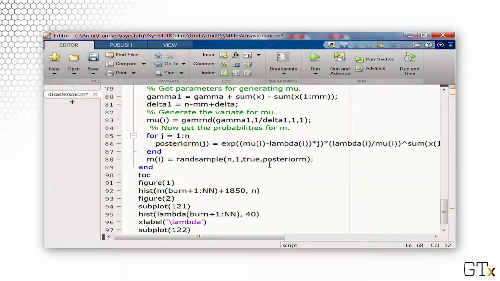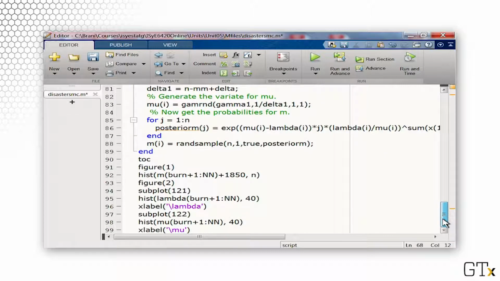So essentially, we sample from 1 to n with random sample with weight distribution corresponding to this posterior for m. And here we have only the posterior up to the constant. Randsample takes care of normalizing this to have probability 1. This works for all n simulations. Then we take into account burning the first 500 observations, and then we plot the histogram of m, which is the posterior for the change point, for lambda and mu. So let me run this.